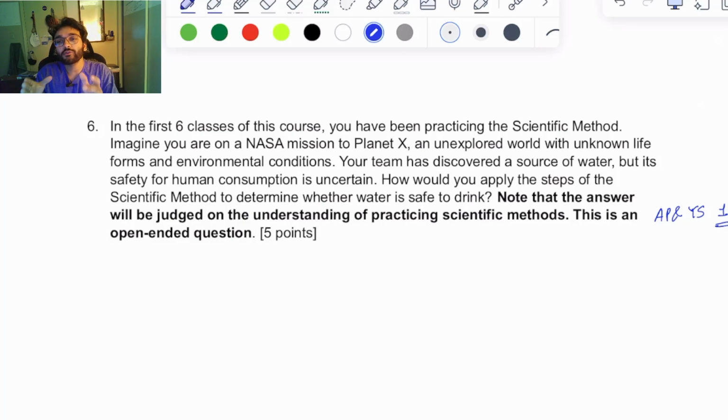It's the same as if you're on a NASA mission to Planet X, an unexplored world with unknown life forms and environmental conditions. Your team has discovered a source of water, but the safety for human consumption is uncertain. How would you apply the steps of the scientific method to determine whether the water is safe to drink?